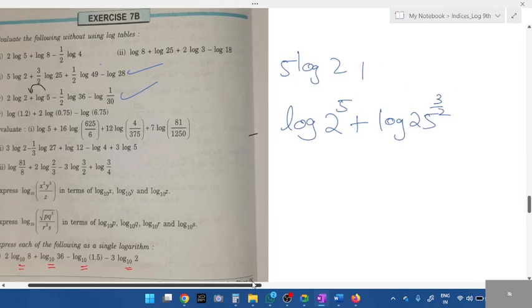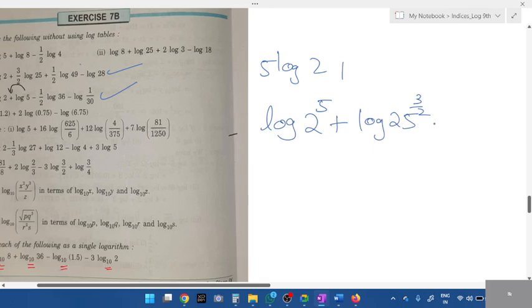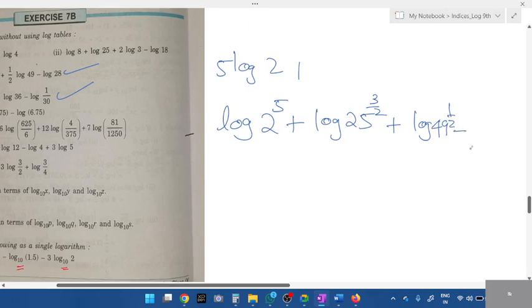Next. Respond. Next. 1 by 2. Next. Log 28. Good. What is 2 to the power of 5?